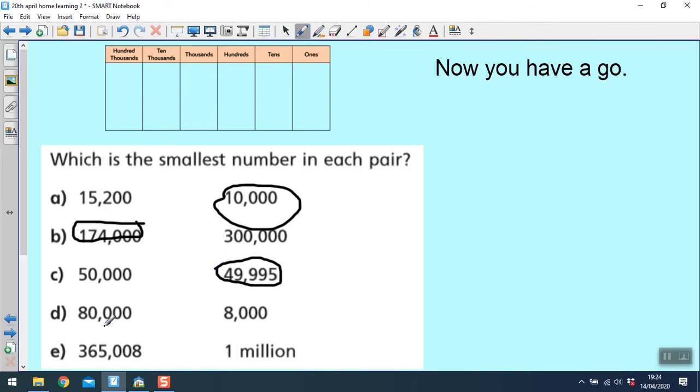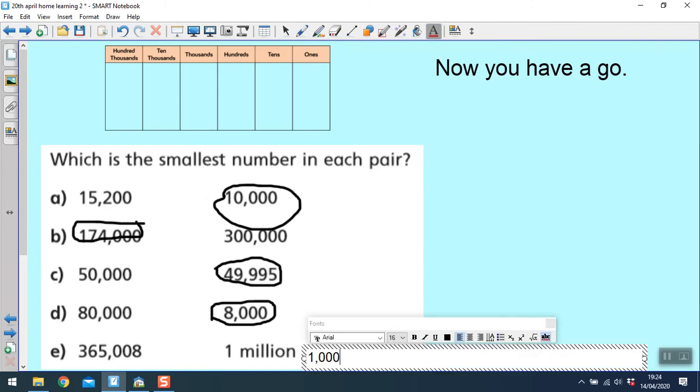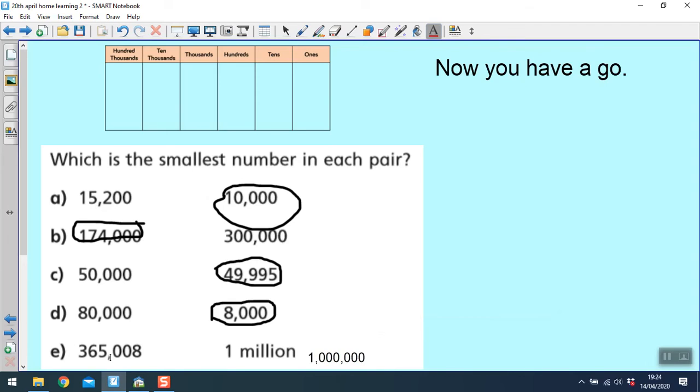Now I've got 80,000 and 8,000. This has got 8,000s. This has got no thousands but 8 tens of thousands. So this is way bigger. It's 10 times bigger. So I'm going to circle this one. And then here we've got 365,008 and this is a million. Now the other day I told you that a million had 7 digits. This one's only got 6 digits, which means that 365,008 is the smaller number.